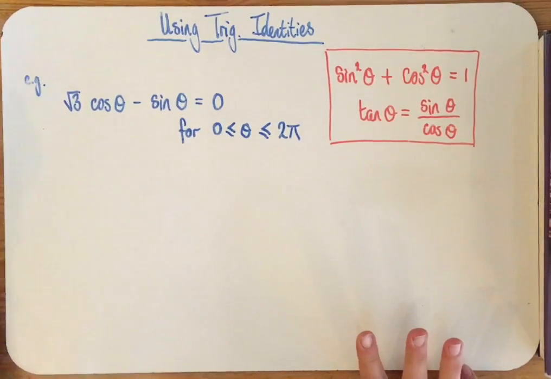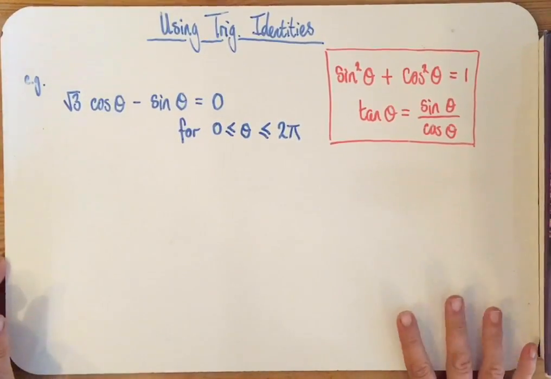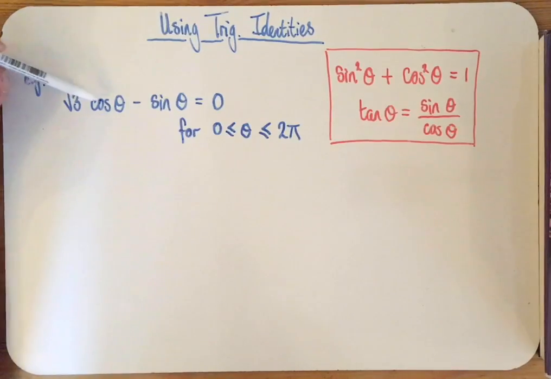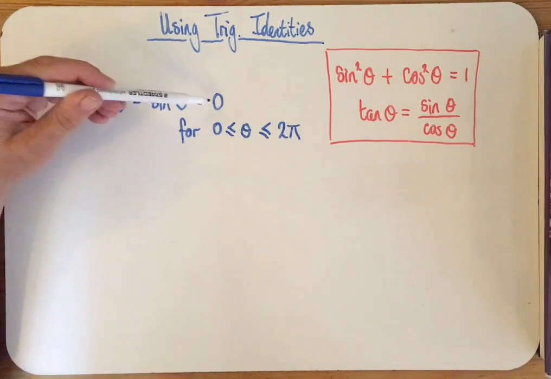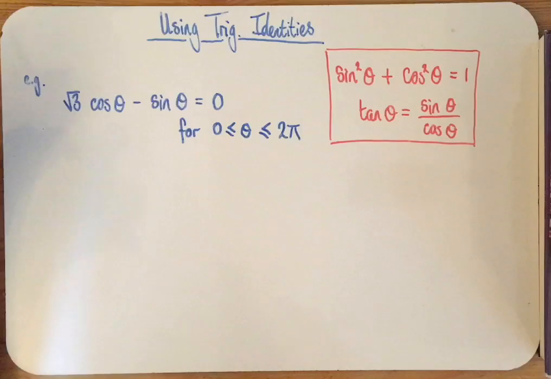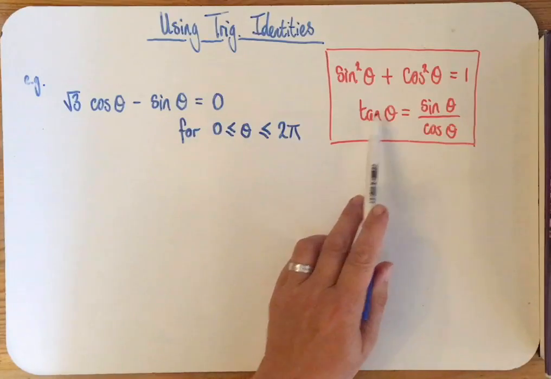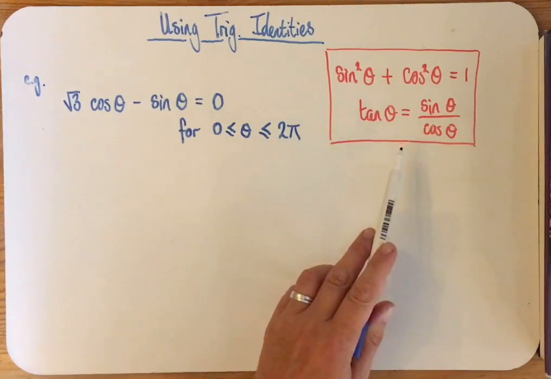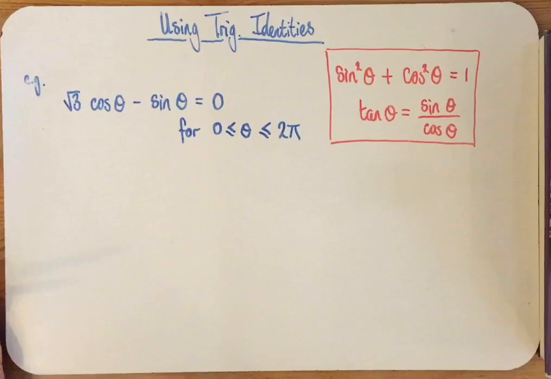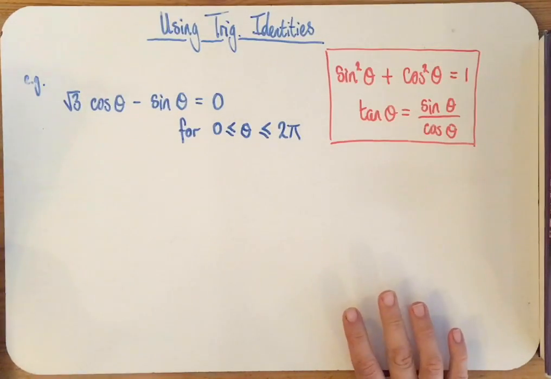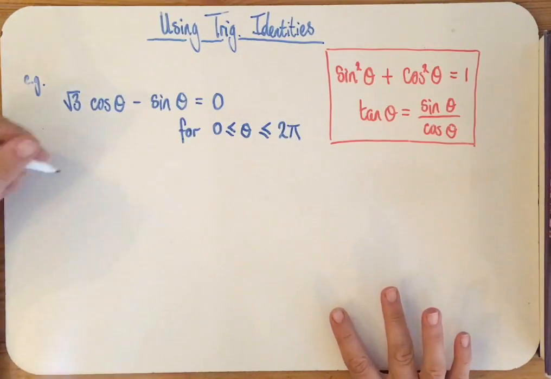I'll go over a couple of examples and talk you through them quickly. This one here, I've got root 3 cos theta minus sine theta equals 0. There's nothing I can put out as a factor. I've got two different trig functions, so I can't solve it as it is. None of them are squared, so we're really looking at using tan theta equals sine theta over cos theta. So I'm dividing through by cos theta.